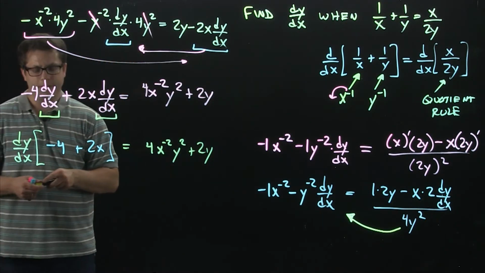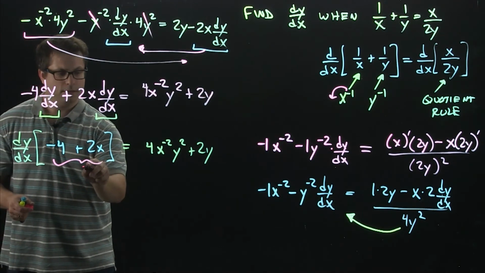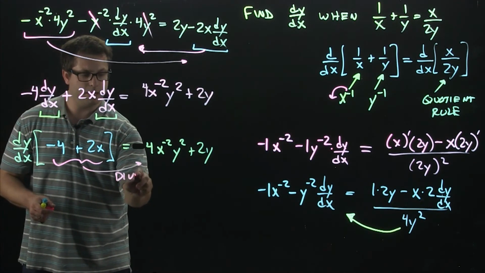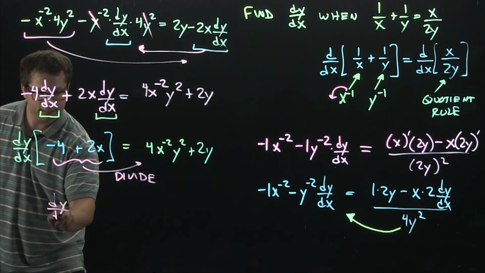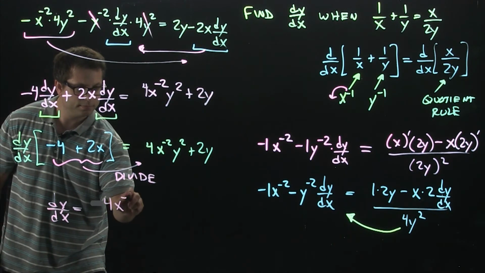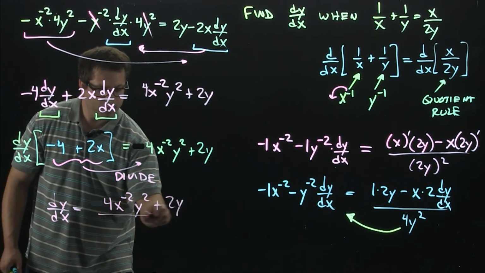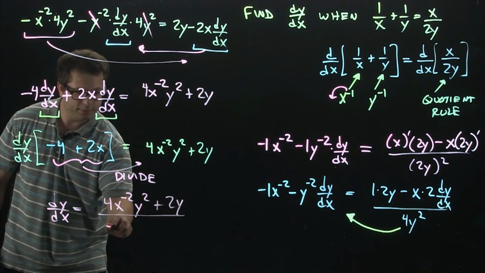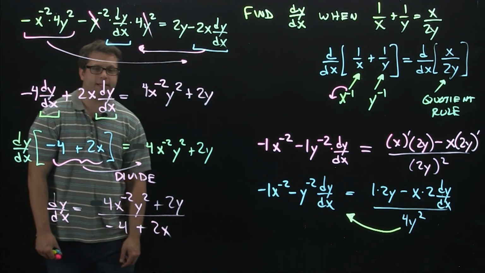And the last step is to divide this over to the right-hand side. So that's going to be dy dx. All right, we have our numerator. And then we'll divide by the negative 4 plus 2x. All right, we've completed the problem.